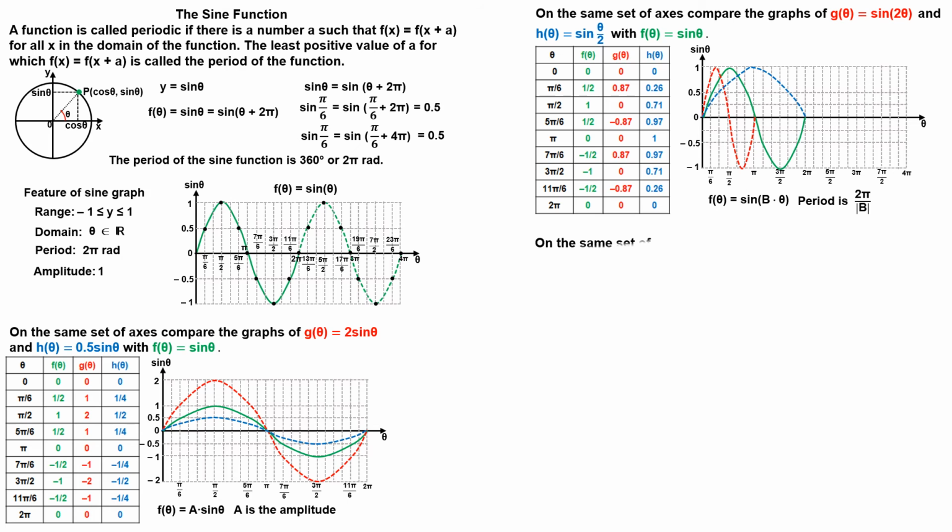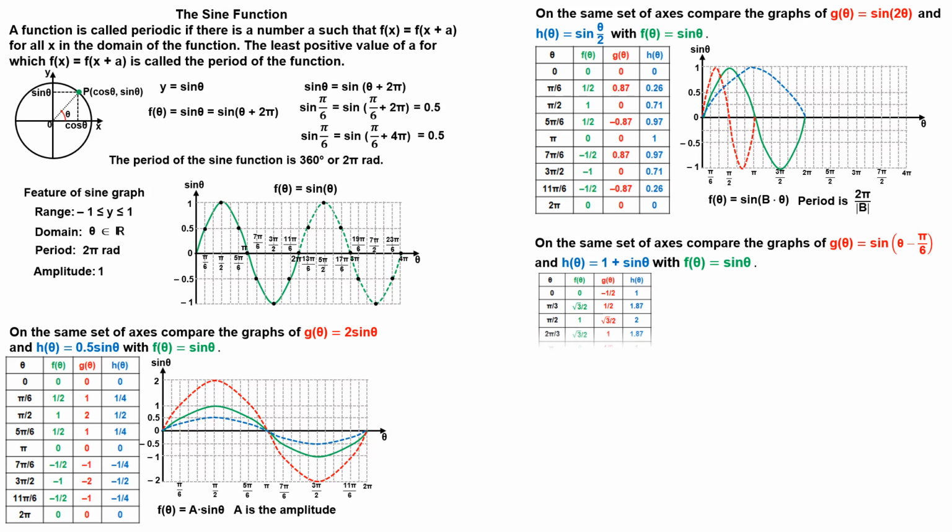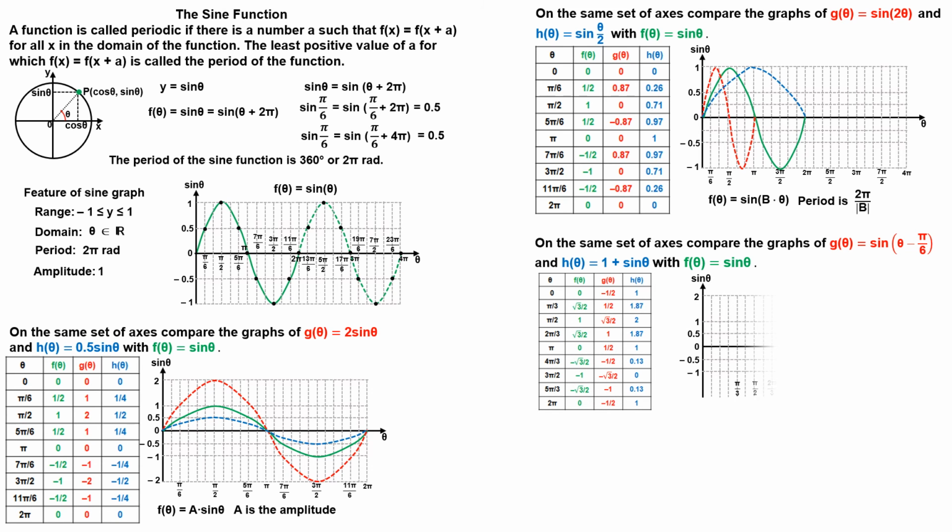On the same set of axes, compare the graphs of g of theta and h of theta with f of theta. Let's make a table with the values of each function. The green graph is the standard sine function, and it completes one cycle from 0 to 2 pi. We now draw the red graph.